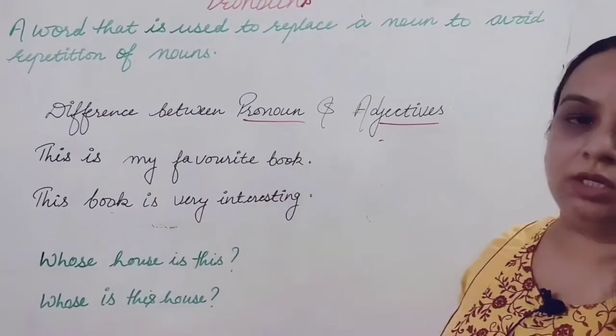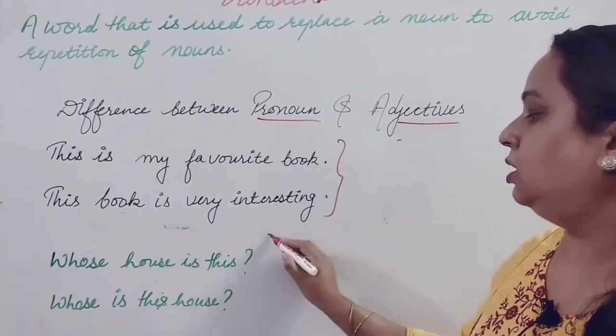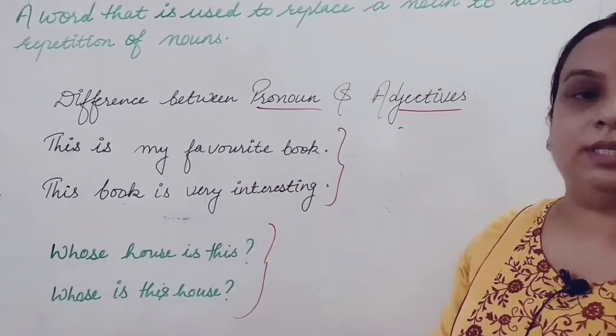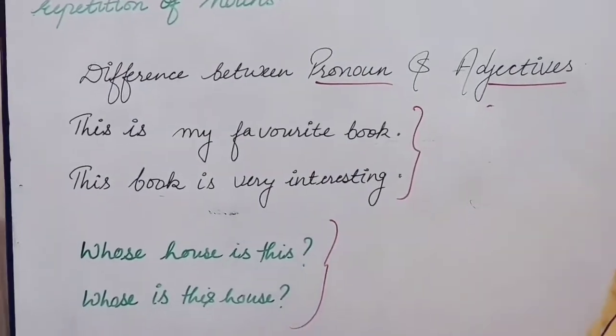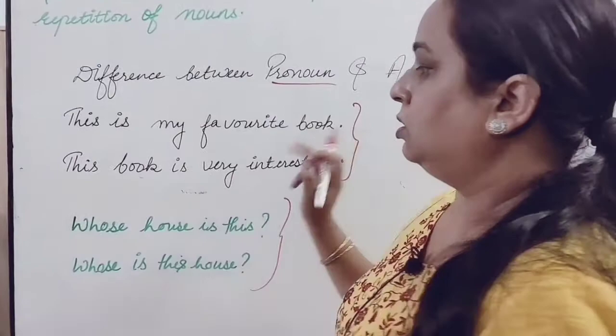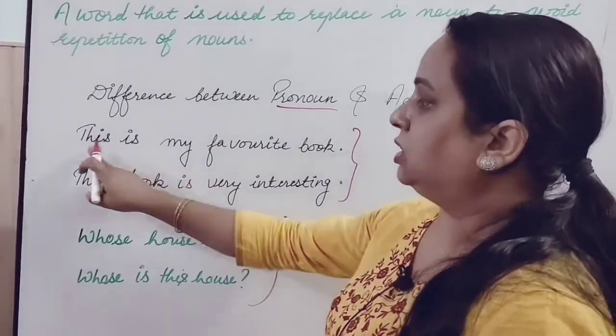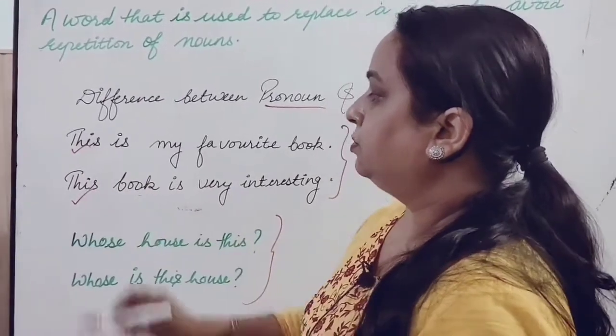I have written here two sets of sentences, in each bracket. So let's see the sentences and we will differentiate between pronouns and adjectives here. This is my favorite book. This book is very interesting. Let's see the role of this here and here.